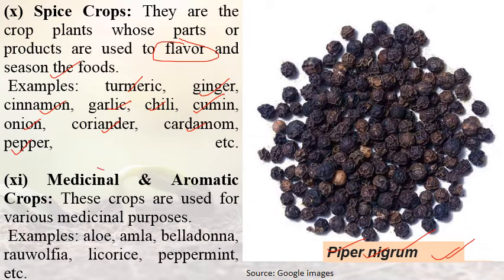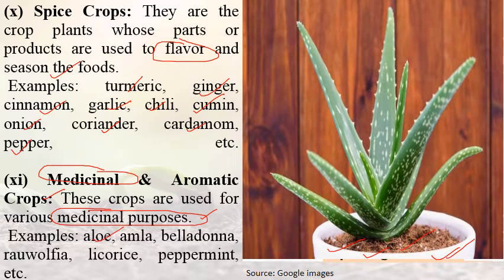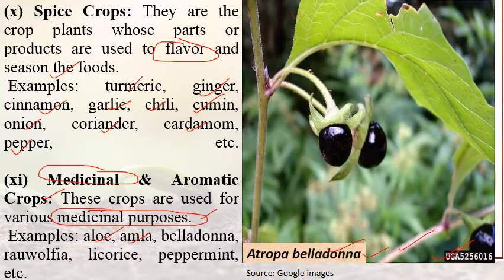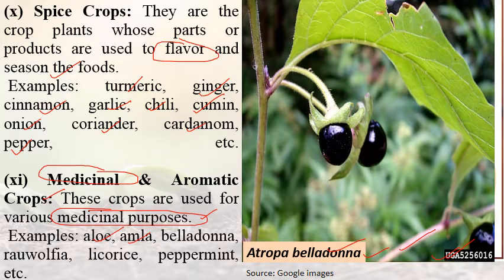Next we have medicinal and aromatic crops. So these are the plants which are used for various medicinal purposes. It means their parts yield certain chemical substances which are used to treat certain diseases. For example, we have aloe vera. Next we have amla, which is most commonly a medicinal plant, that is Phyllanthus emblica, which is rich in vitamin C. Then next we have belladonna. Its botanical name is Atropa belladonna. It yields certain alkaloids which are very important for medicinal value.